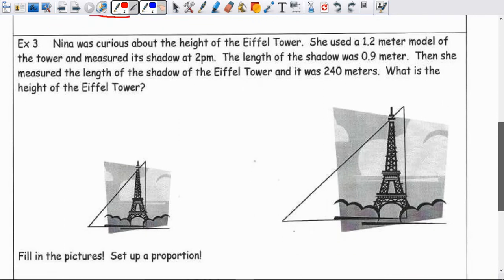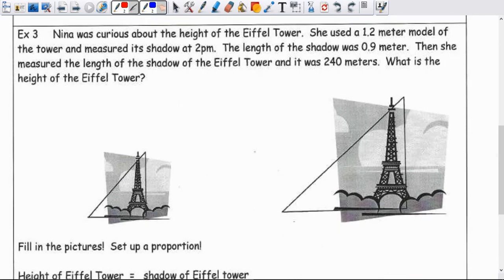Let's try example 3 here. It says Nina was curious about the height of the Eiffel Tower. She used a 1.2 meter model of the tower and measured its shadow at 2 p.m. The length of the shadow was 0.9 meters. Then she measured the length of the shadow of the Eiffel Tower, and it was 240 meters. What is the height of the Eiffel Tower?